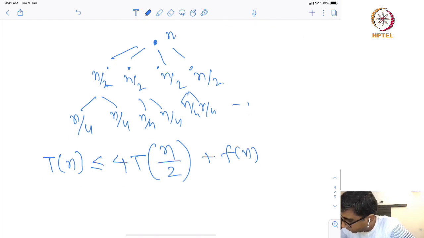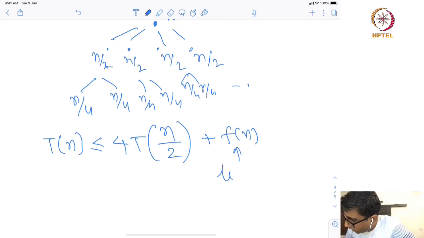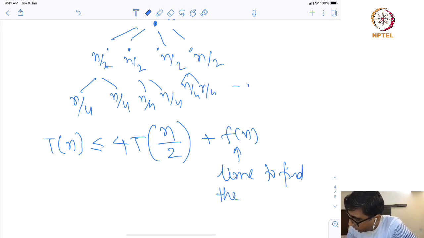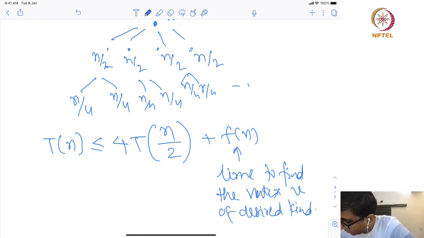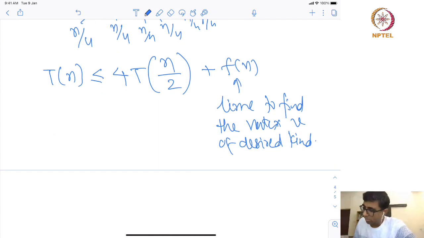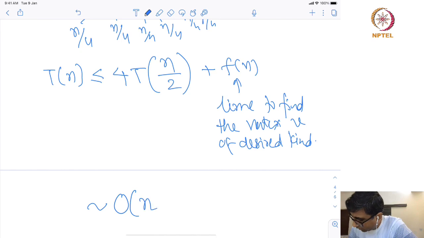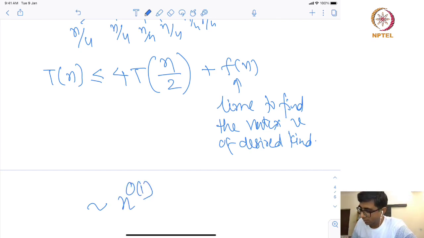f of n, the time to find the vertex V of the desired kind. And you can show that this is some fixed polynomial. It is n to the power big O of order 1.